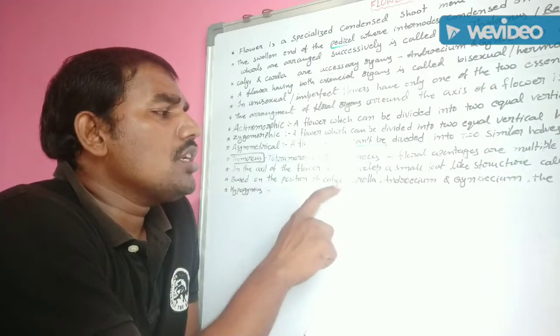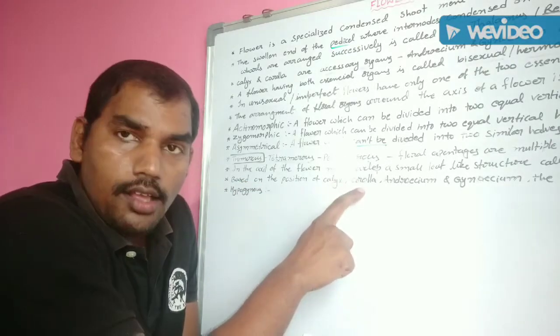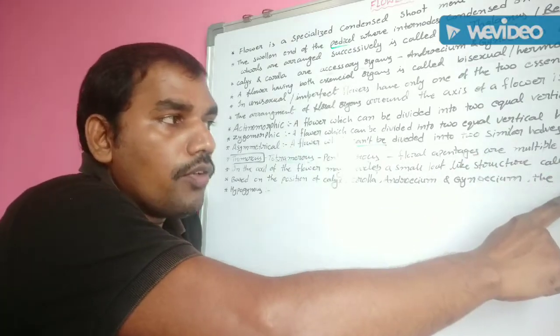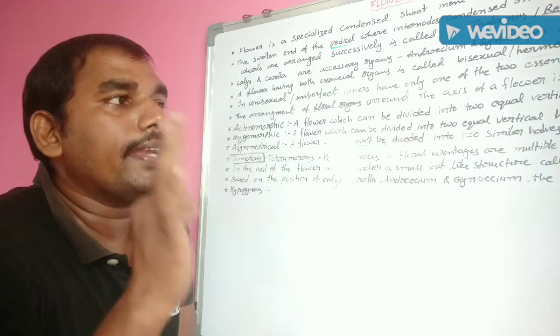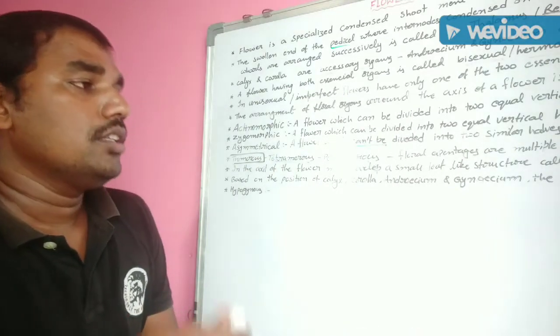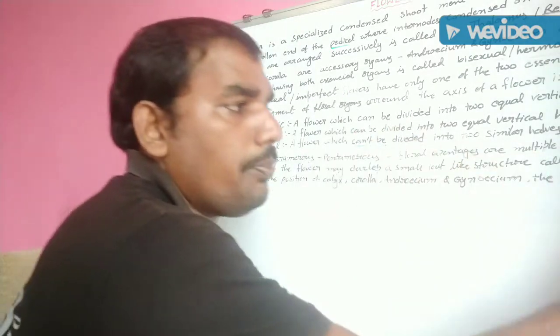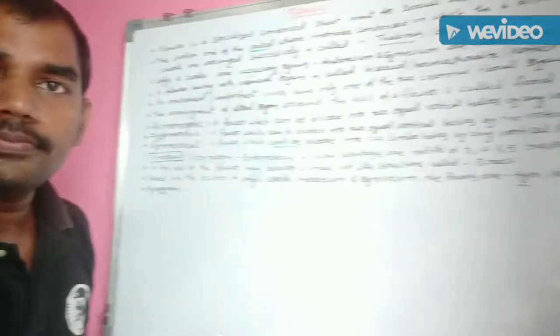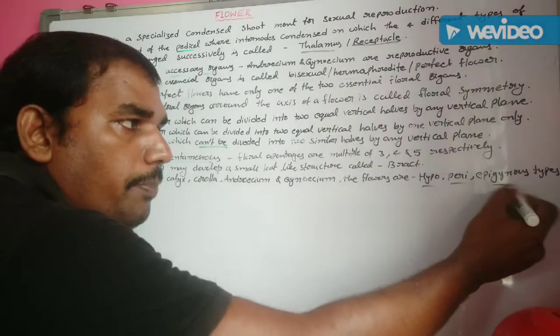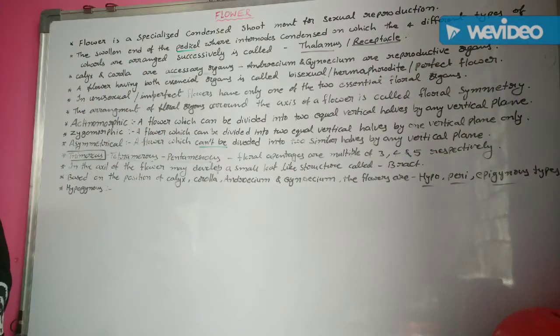Based on the position of calyx, corolla, androecium, gynoecium, the flowers are of 3 categories, mainly 3 types. What are they? The first one is hypogynous flower, perigynous flower, and epigynous flower.